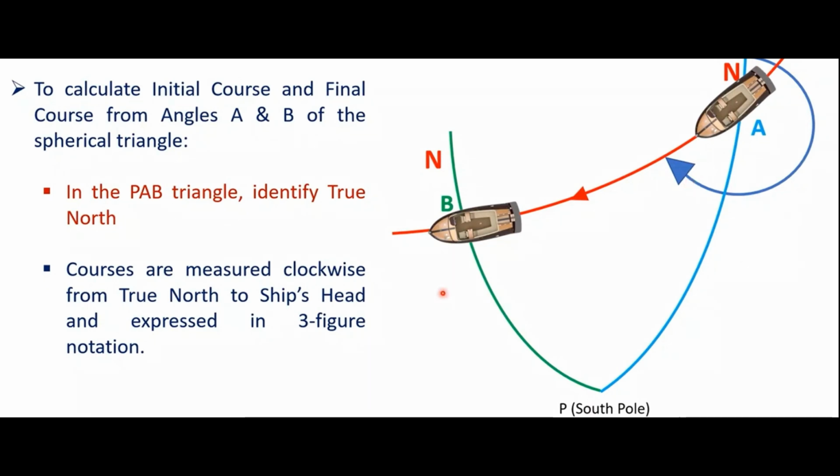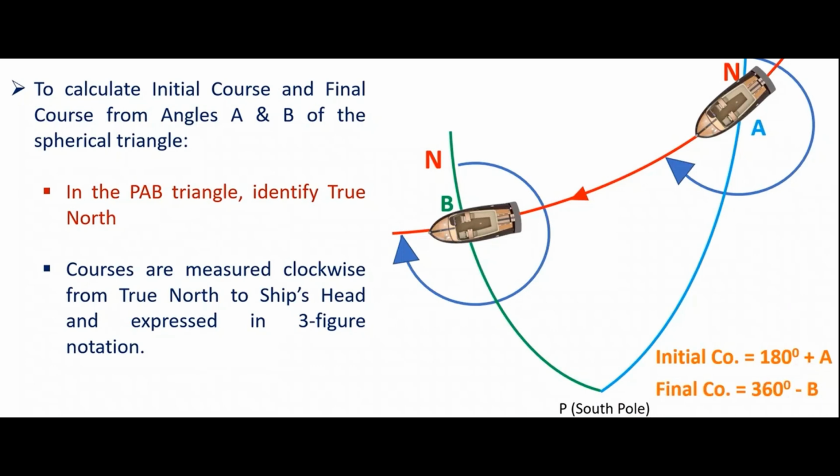Likewise, let's first mark off the final course at B. Final course at B shall be this one. What you have calculated is this angle B. This angle B is equal to this one, which is vertically opposite. And what do we see? Final course is 360 degrees minus angle B. So in this case, the initial course is 180 plus angle A, and the final course is 360 degrees minus angle B.